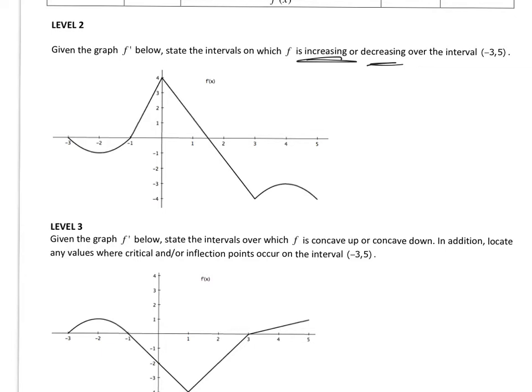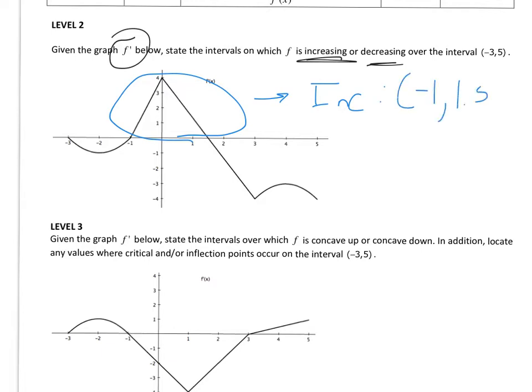This graph though, and I always have to be mindful now in these graph problems of identifying what this is a graph of, is telling us that this is a graph of the slope. Therefore, wherever our graph is positive, our slope is positive. So we are increasing over the interval from -1 to 1.5.